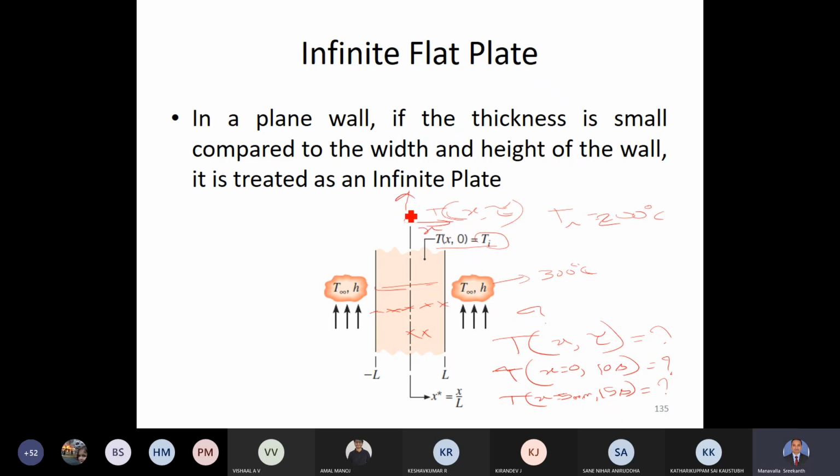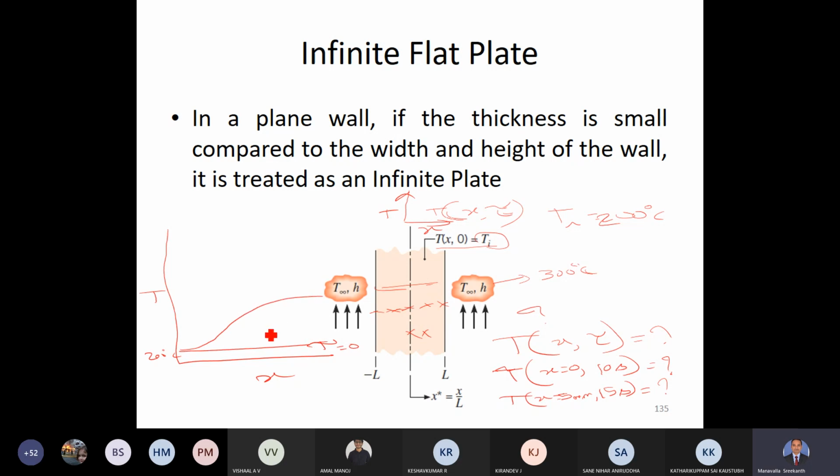So if I try to plot, let us say this is the x axis, and this is the temperature axis. If I try to plot the temperature versus distance for this, what happens? See, initially the temperature everywhere in the plate is 200 degrees Celsius. So initially the temperature is uniform. This is tau equal to 0. This is 200 degrees Celsius. After that, the surface has been subjected to 300 degrees Celsius. So what can happen?